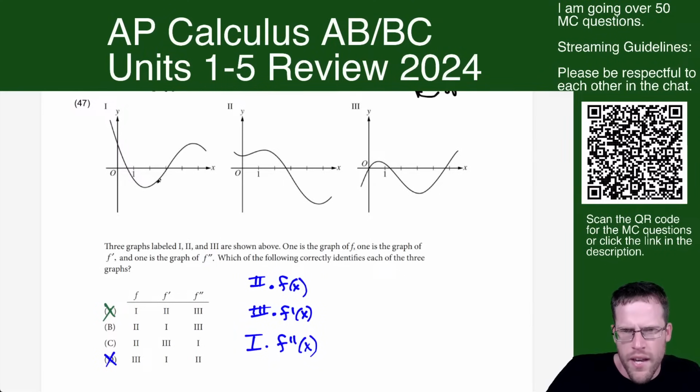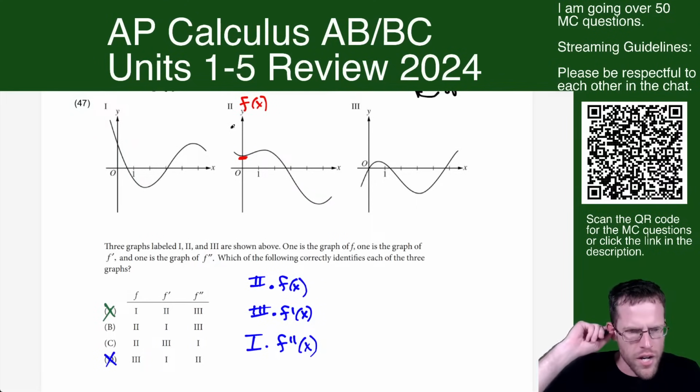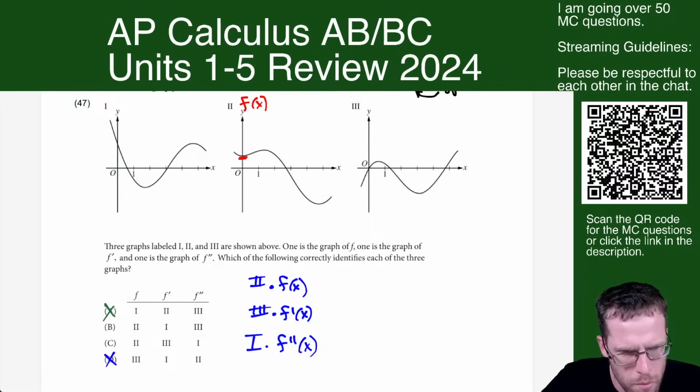So let me just see. 2 is f. And if 2 is f, let's see. We have almost like a local minimum at this location here. So 2, 3, and 1. Yeah, that one is looking good. I'll double check though. The slope, let me see. We have the slope is 0 at 0. Yeah, the slope is 0 at 0 is kind of the giveaway here.